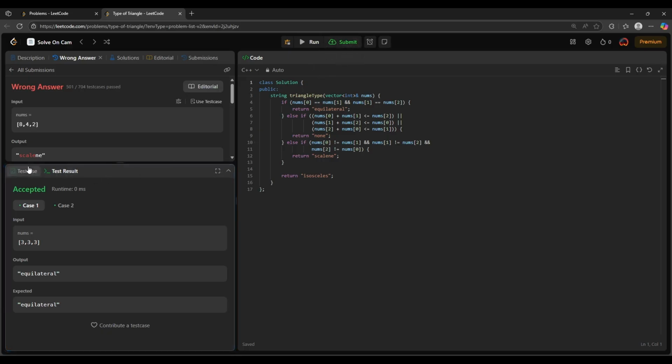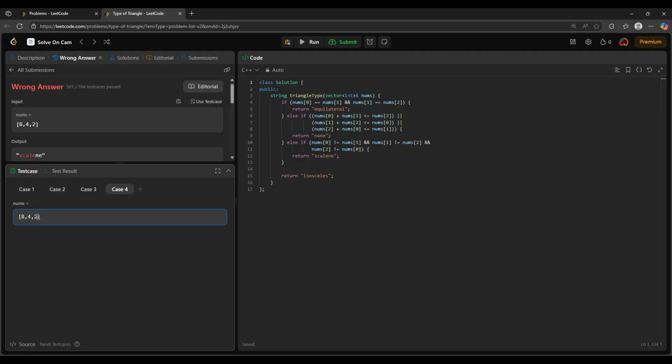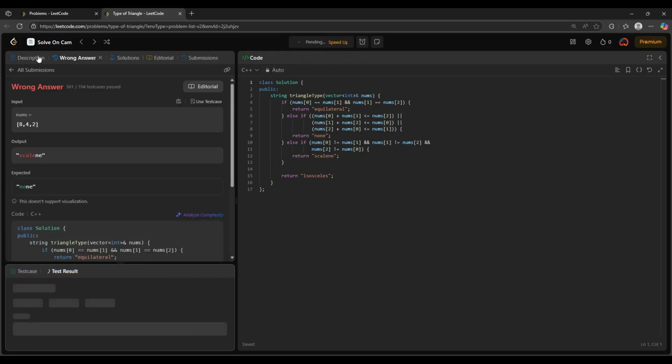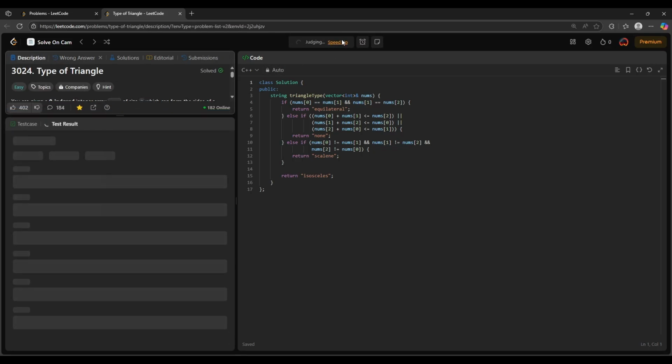Okay, let's use this test case and add some more from our cases. Equilateral, isosceles, scalene, and a triangle cannot be formed. Let's run for all of these four cases.